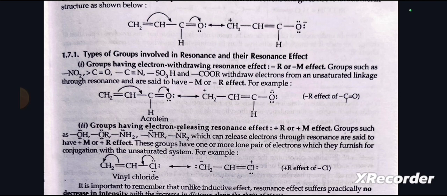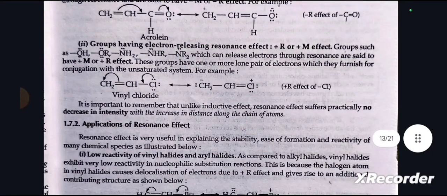1.7.1 Types of groups involved in resonance and their resonance effect. First, groups having electron-withdrawing resonance effect, minus R or minus M effect. Groups such as NO2, C=O, C≡N, SO3H and COOR withdraw electrons from an unsaturated linkage through resonance and are said to have minus M or minus R effect. For example, CH2=CH–CH=O, acrolein, gives CH2+–CH=CH–O−, the minus R effect of C=O.